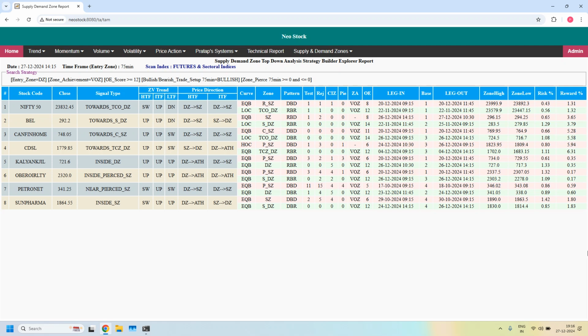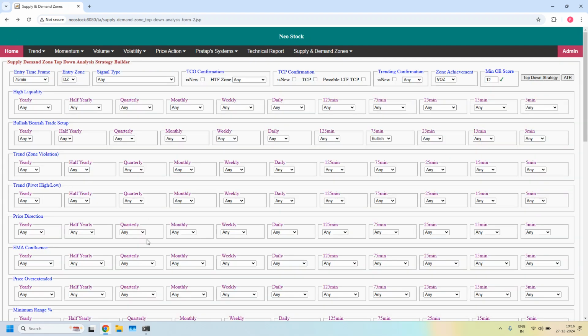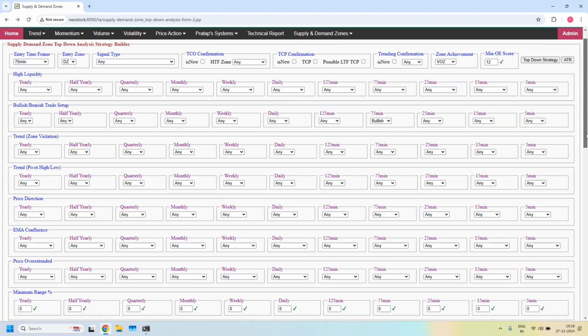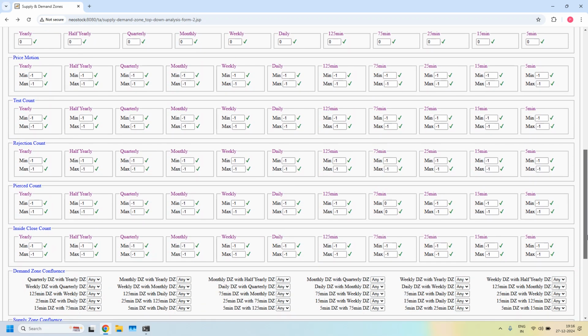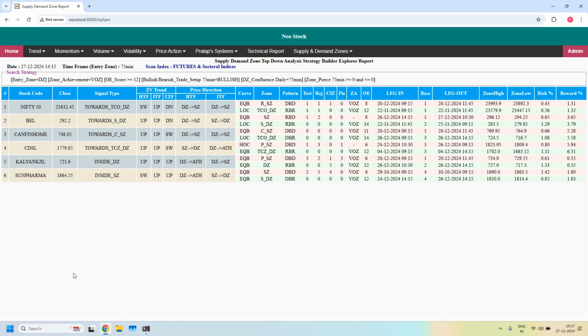Out of these 8 75 minutes demand zones, some of the high probability supported zones might be available based on the high liquidity zones. But apart from that, we should also further filter based on the zone confluence. So first filter is LTF and ITF demand zone confluence. So in the demand zone confluence, LTF and ITF, that is 75 minutes is the LTF, daily is the ITF. So 75 minutes demand zone with daily demand zone confluence filter is enabled. With this filter, we got 6 stocks.